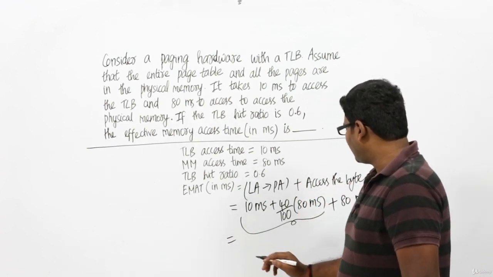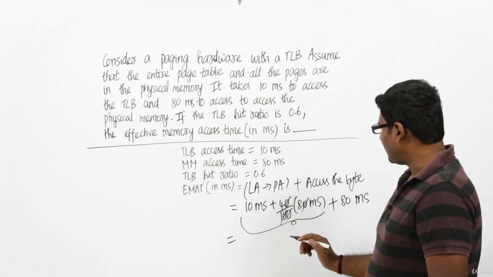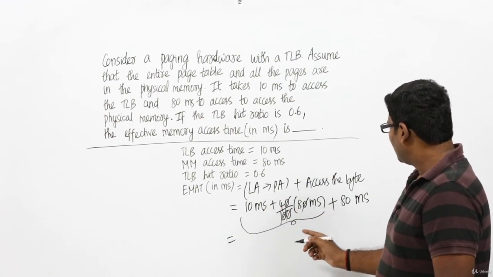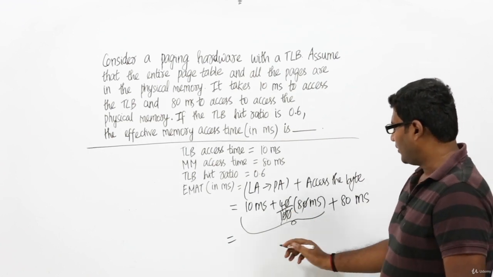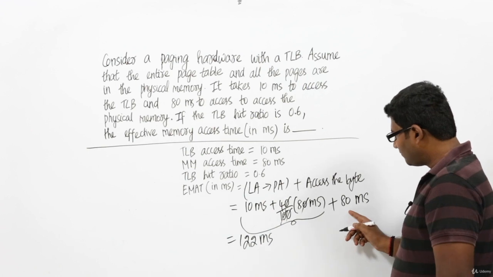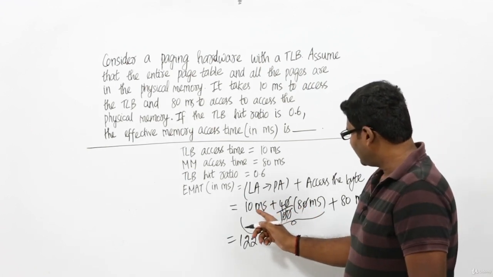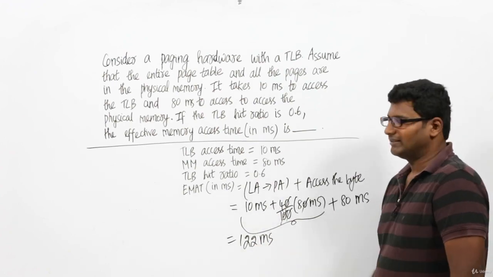Now we can simplify this. Both the zeros will get cancelled. 8 fours are 32, 32 plus 10 is 42, 80 plus 42 is 122. 122 milliseconds. See, 80 plus 32 is 112, 112 plus 10 is 122. So 122 milliseconds is the answer.